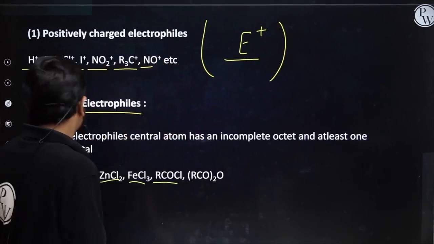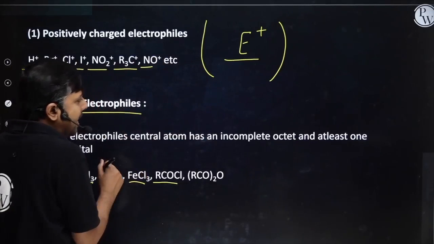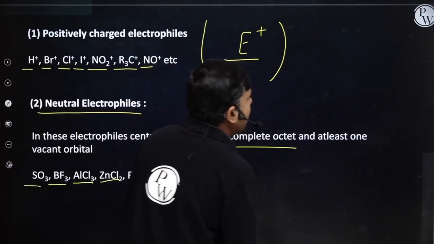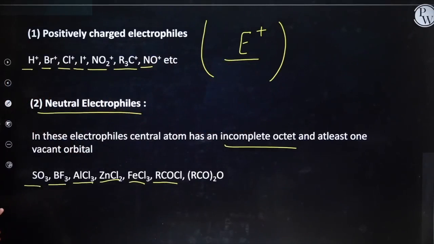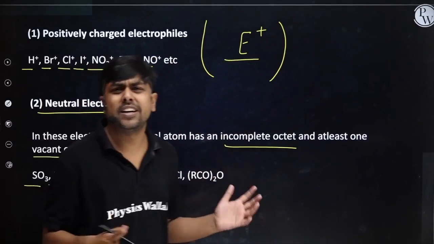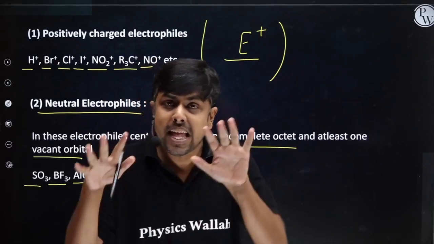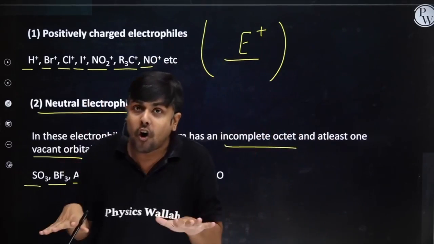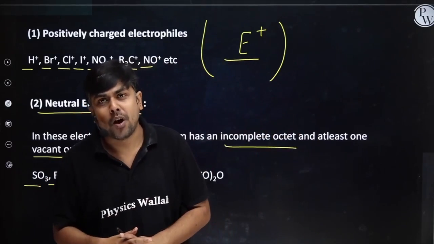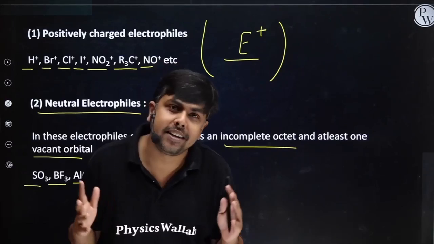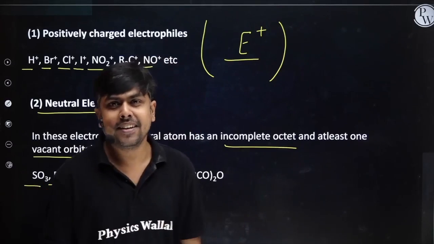Am I clear? So in these electrophiles, the central atom has an incomplete octet and at least one vacant orbital. Basically, we have studied it in the definition of Lewis acids. Either they have an incomplete octet or they have a vacant p orbital or a vacant d orbital. Am I clear? Let's move ahead.